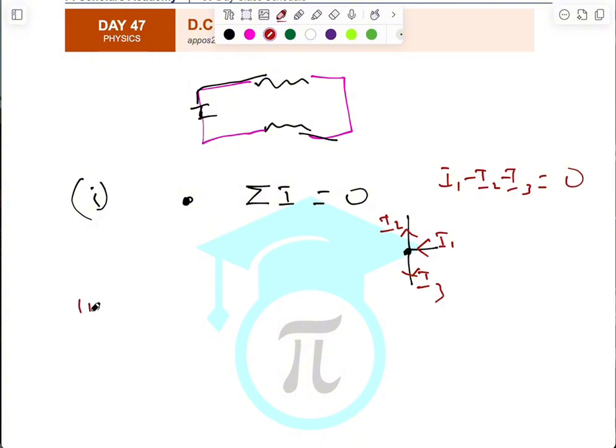The second law is talking about total voltage in a loop. If you have a loop in a circuit, that is, if you're able to loop a particular path in a circuit, a closed loop, I think I explained closed loop earlier in the class, then the summation of the voltage there will be equal to 0. And this is the way we analyze it.